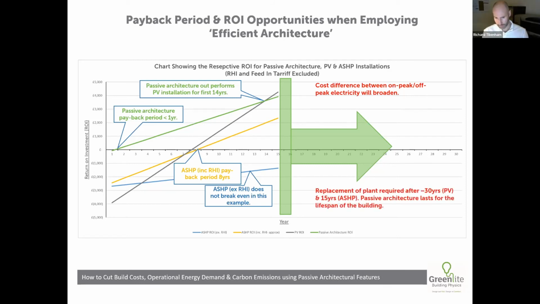The other thing to think about, as I mentioned earlier, is the longevity of these systems. A PV array may last 30 years, possibly a bit more. With a heat pump, you're probably looking at about a 15-year life expectancy. The passive architecture lasts for the longevity of the building. So you're paying a fairly small amount to lock in these solar heat gains and then provide that benefit over the lifetime of the building.